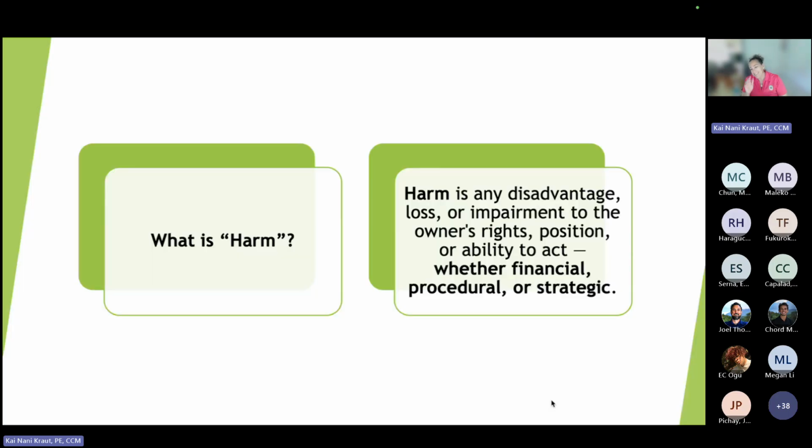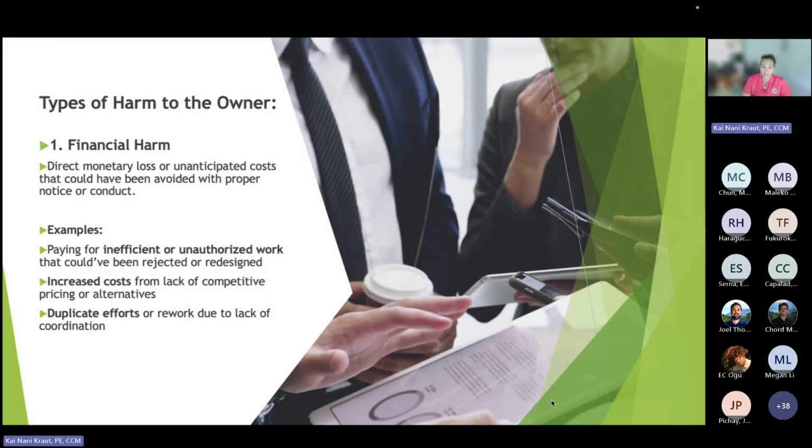So again, I want to dissect this a little bit to help you all understand. So what is harm? Harm is any disadvantage, loss, or impairment to the owner's right, position, or ability to act, whether financial, procedural, or strategic. So, different types of harm to the owner. There's financial harm: direct monetary loss or anticipated costs that could have been avoided with proper notice or conduct.